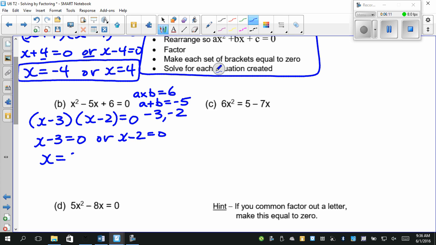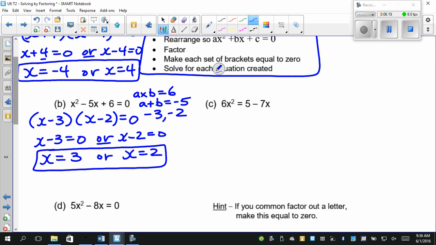So that means that x equals 3 or x equals 2 for that one. Okay, so two steps really. The first step is just factoring, like we've done before. And the second step is just solving each bracket equal to 0.